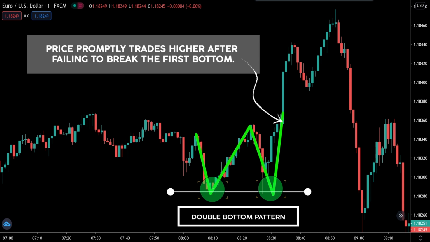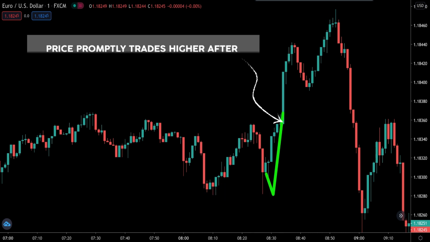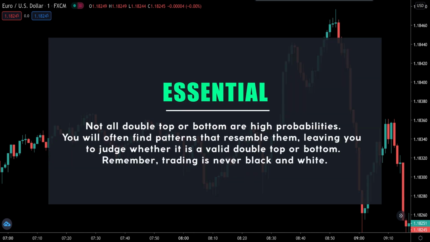Before you get excited about how easy this is, it is essential to understand that not all double tops or bottoms are high probability. You often find patterns that resemble them, leaving you to judge whether it is a valid double top or bottom. Remember, trading is never black and white.